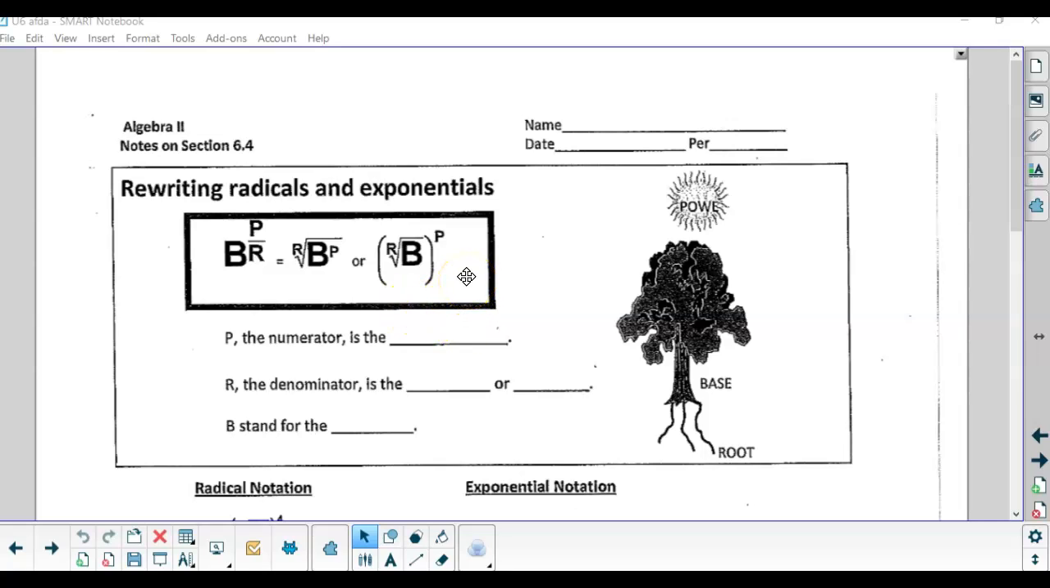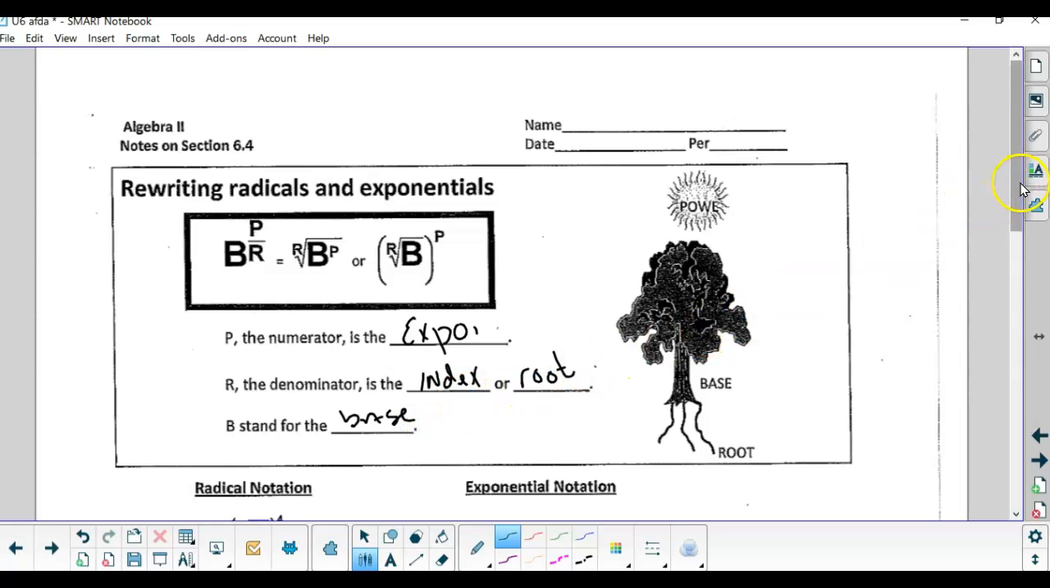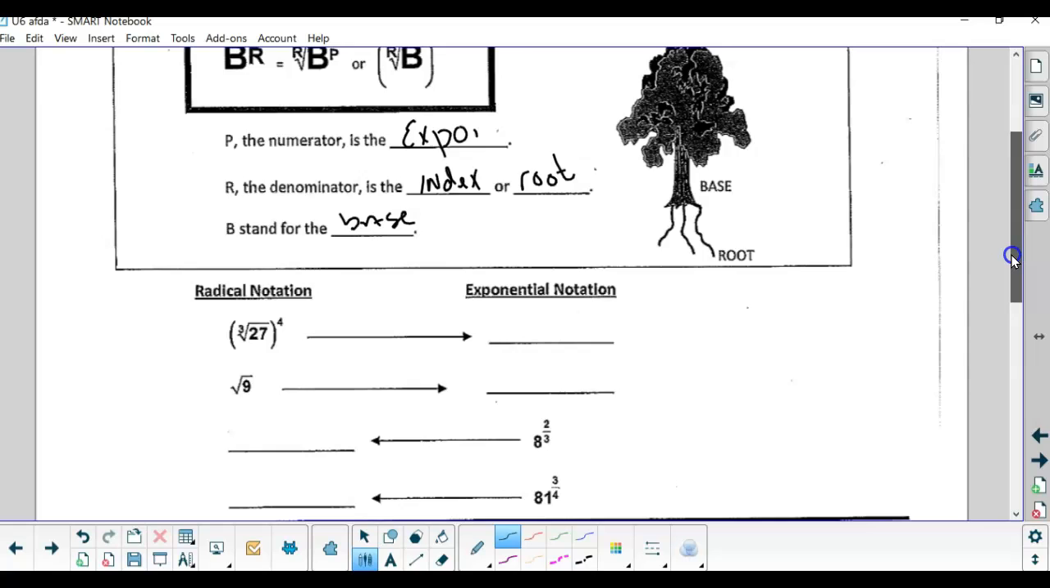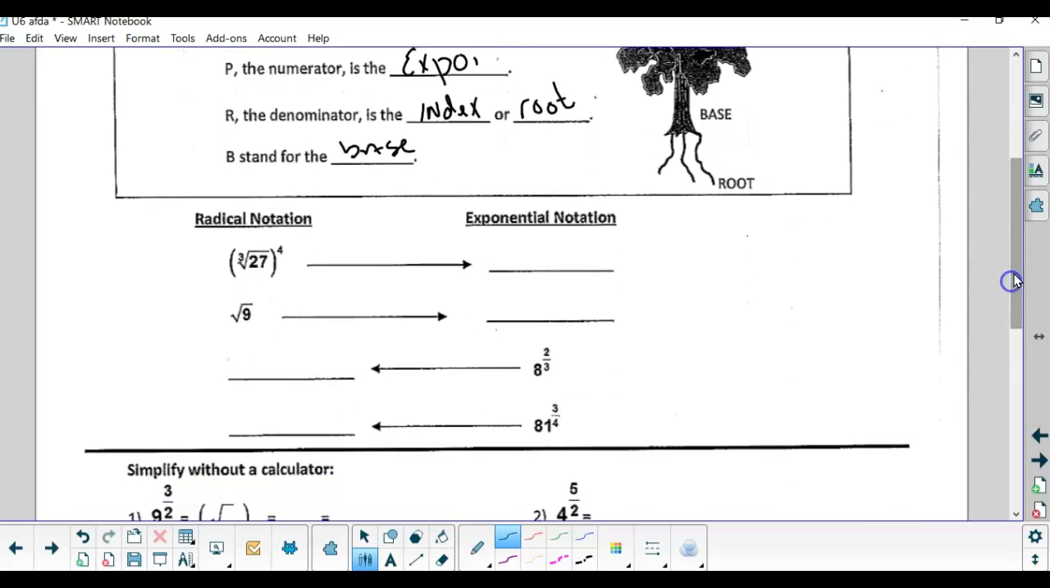P is the exponent. R, the denominator in the fraction, is the index, or root would be the other thing. And B stands for the base, the number that we're taking all these actions on. Okay, so the first thing you need to be able to do is convert between the two.